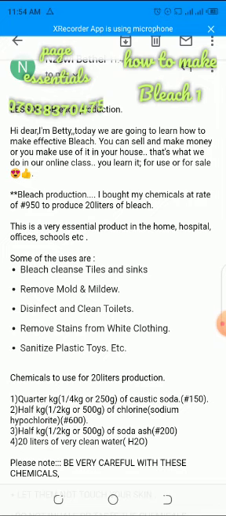For today's production, I bought my chemicals for 950 naira to produce 20 liters of bleach. And bleach, as we all know, is a very essential product in the home. You can use it in the hospital, in offices, in schools, for cleaning tiles, making sinks sparkling, removing molds and mildew, disinfecting and cleaning toilets, removing stains from white clothing, and even sanitizing plastic children's toys and other things that we use in the hospital.